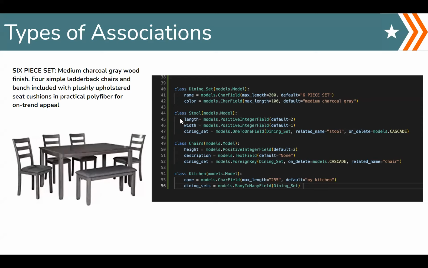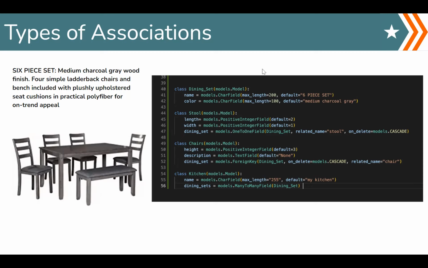So we have a couple of objects involved here. We have a dining set, which is the whole table, chairs, stool, and all of that. We have the stool class. We have chairs, and we have the whole kitchen that contains everything. So let's start off with the kitchen.